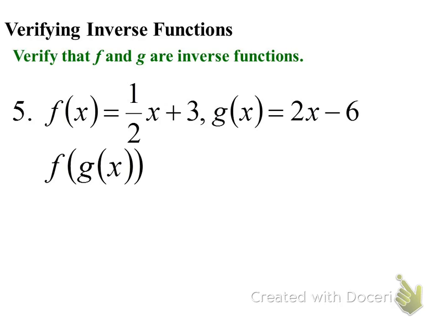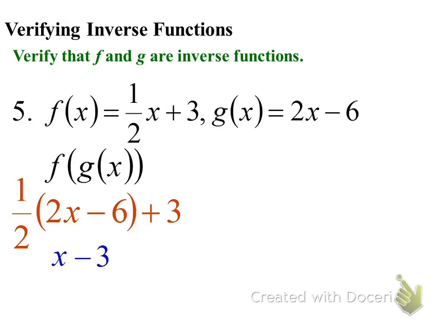So, with the algebra, let's just review what happens. g of x is 2x minus 6. So I'm going to take 2x minus 6 and replace the x in f. So it's going to be 1/2. I'm going to take that 2x minus 6, multiply it by 1/2, and add 3. After you distribute the 1/2, and then you add 3, we get down to x.